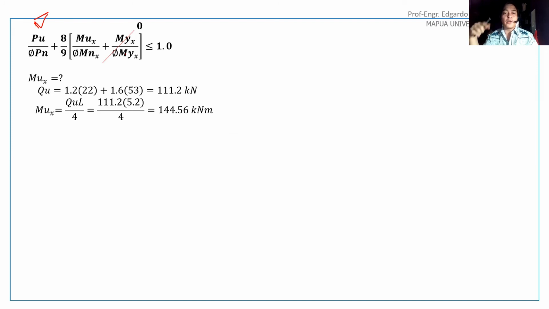So PL over 4, yung P yun yung Q, U. QUL over 4. So naging MUX natin would be 144.56 kilonewton meter. So yun na yung MUX. Now, next would be ano yung MNX or the design phi MNX, the design flexural strength.